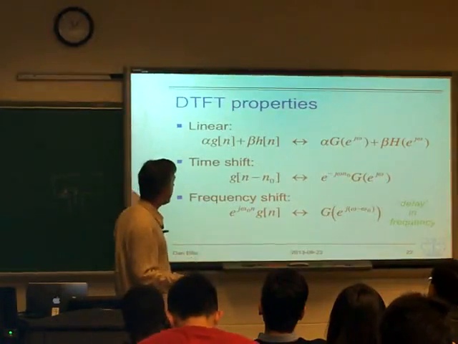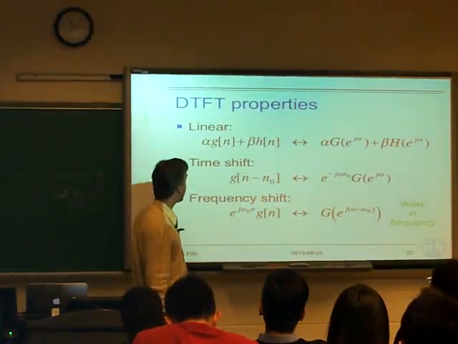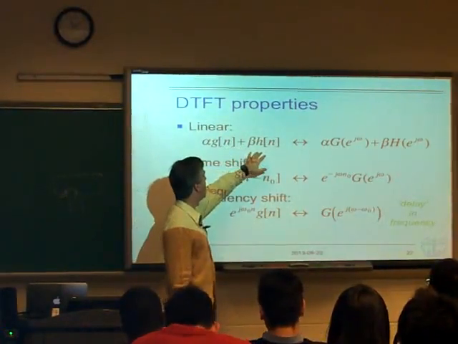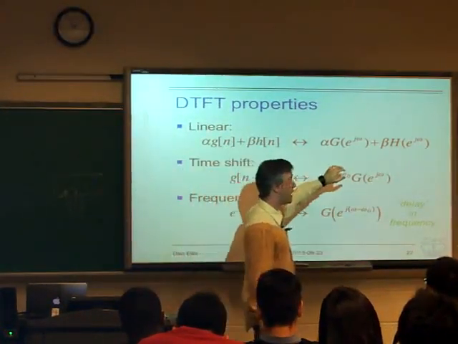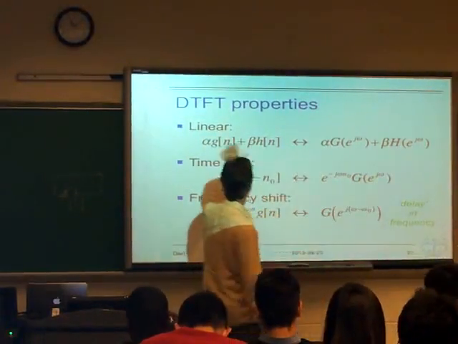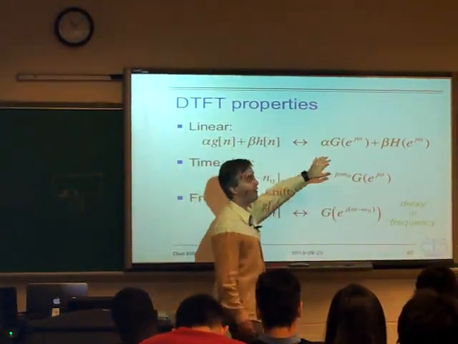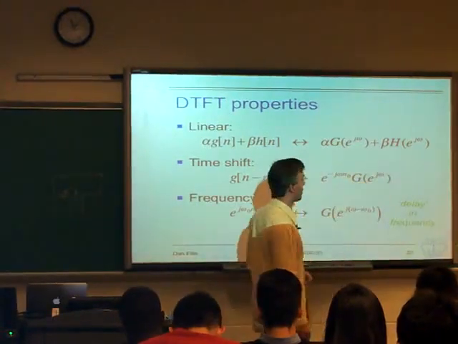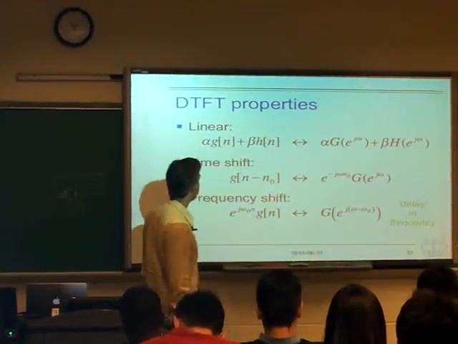Properties of the DTFT. Like all Fourier transforms, it's linear, which means that if we have two sequences, g of n and h of n, and their corresponding DTFTs, g of e to the j omega and h of e to the j omega, if we scale them and add them together, then the Fourier transform of that is the scaled and added together Fourier transforms of the two individual pieces.